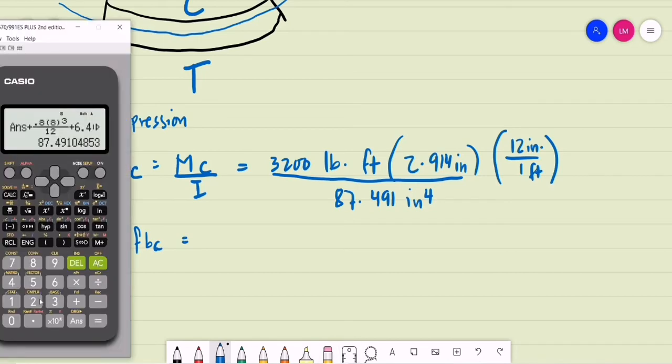Computing for that value, we have 3,200 multiplied by 2.914, multiplied by 12 to be in inches, divided by 87.491. So we have 1,278.961.